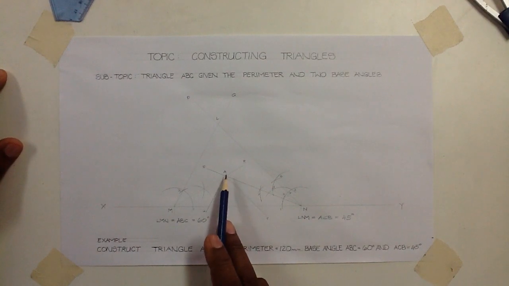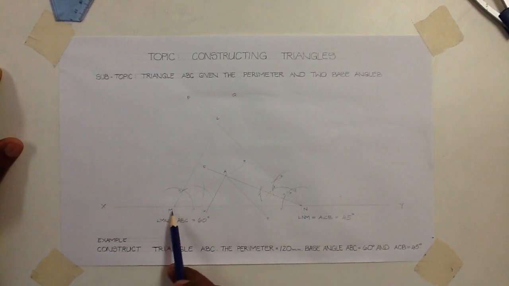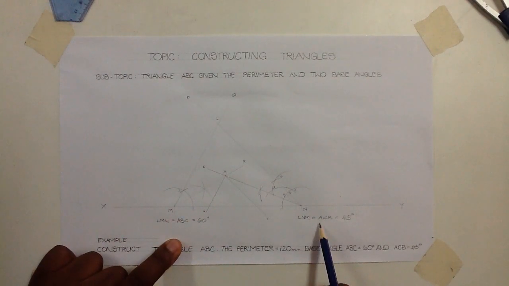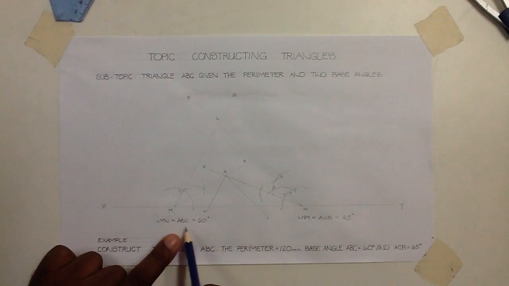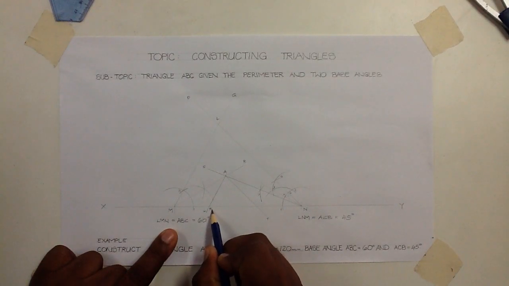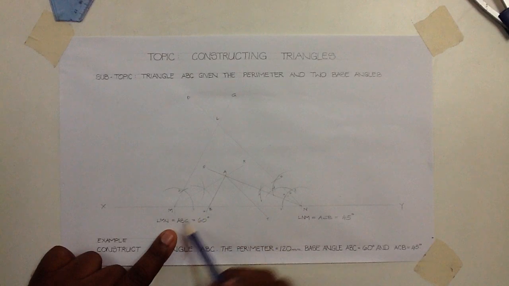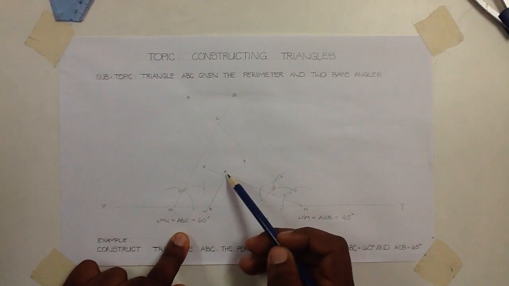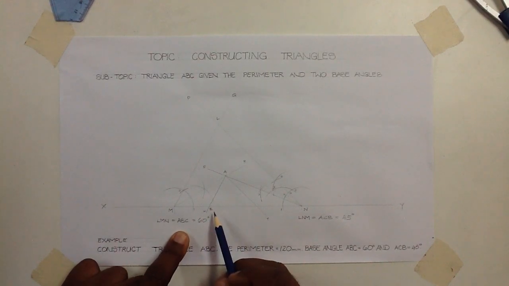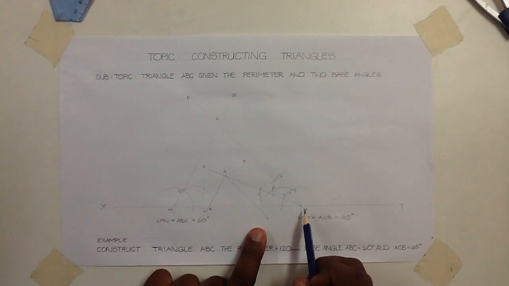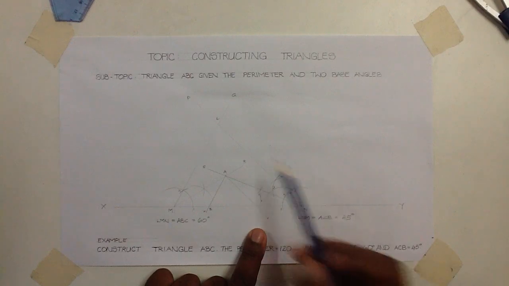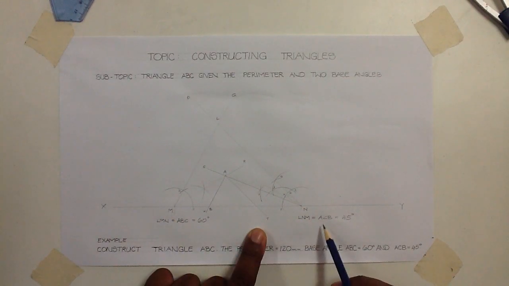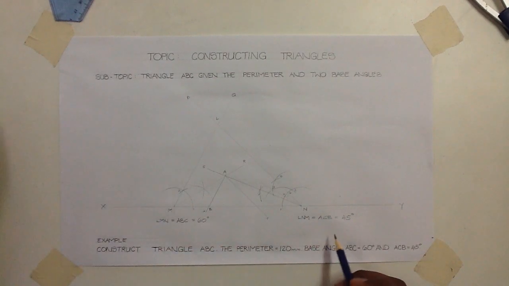Our line AU intersects our line segment MN at our angle, which is supposed to be 60 degrees, so that will be point B. Point B is 60 degrees. Remember, LMN is equal to ABC, and so that is point B right there, 60 degrees. And we look at now our next intersection, AT intersecting MN at point C.